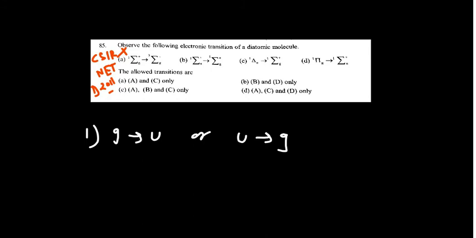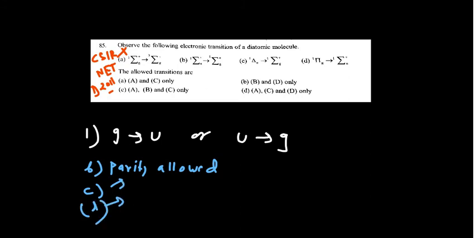And the second one: in the rest of the cases you see here, this is U to G, that means parity allowed. This is U to G, parity allowed. This is G to U, parity allowed. So I am writing here for B: B is parity allowed. Similarly, your C is also parity allowed, and your D is also parity allowed. So you have checked the parity.